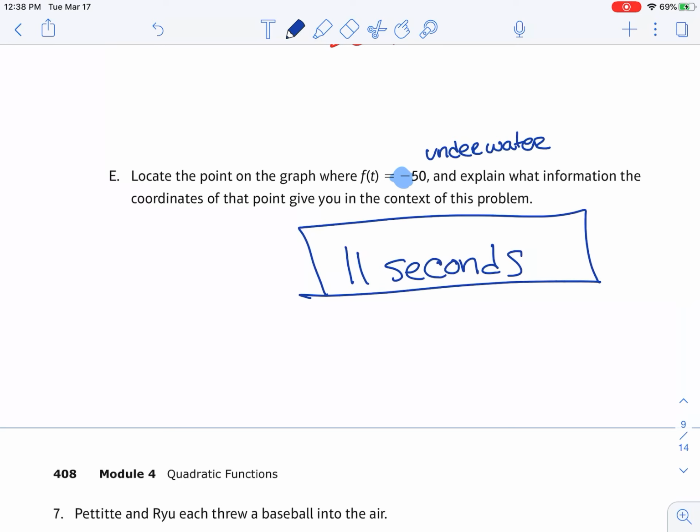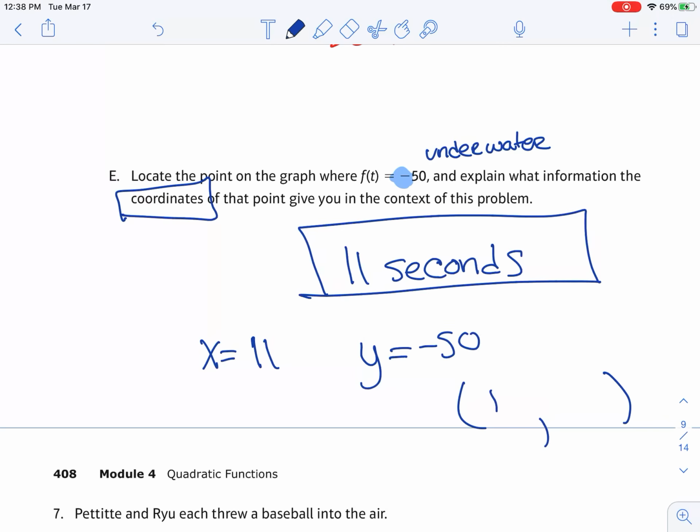Okay, then it says explain the information in coordinates. So we need to know x equals, y equals, and put it into coordinate points. My x is 11, my y is -50, and this is 11, -50.